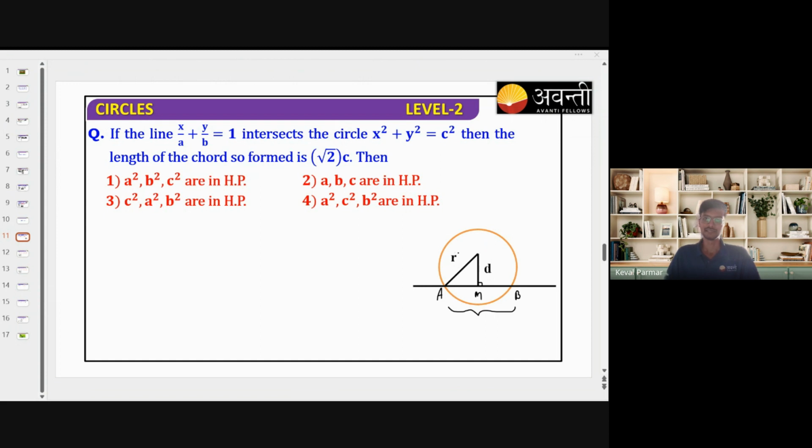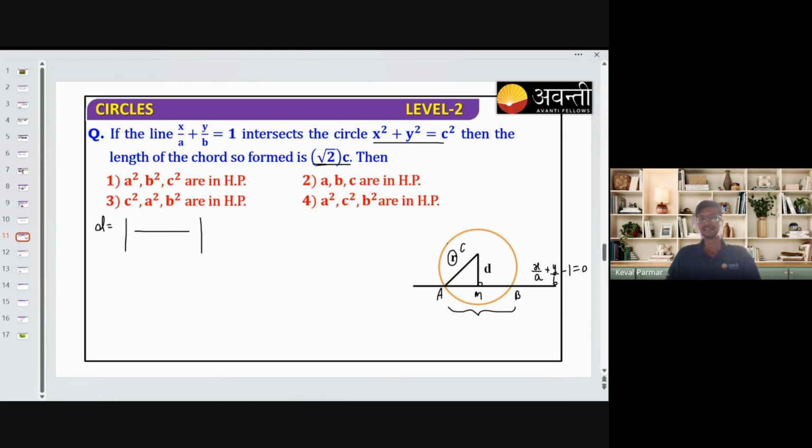The radius of the circle is given as c, as you can see in the equation, and it is given the length of the chord is root 2 c. The equation of the line is x upon a plus y upon b equals 1. So let me write it here: x upon a plus y upon b minus 1 equals 0. I hope you remember why I wrote it like this. So the distance d can be found by using the perpendicular distance formula.